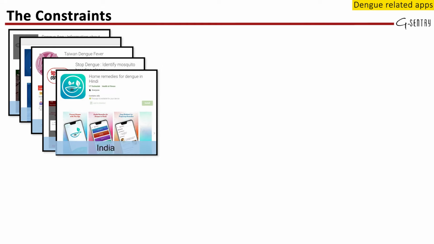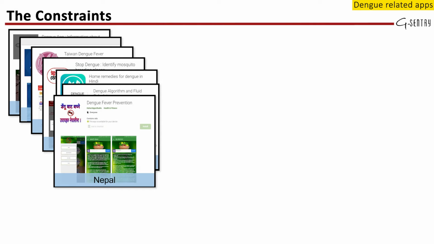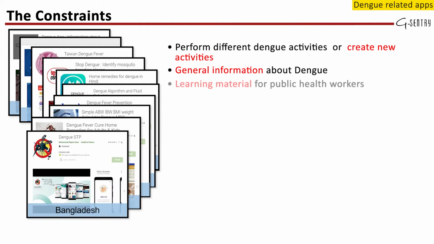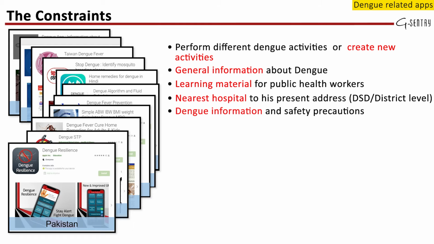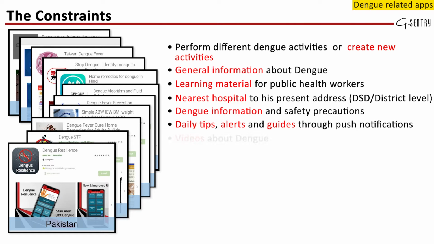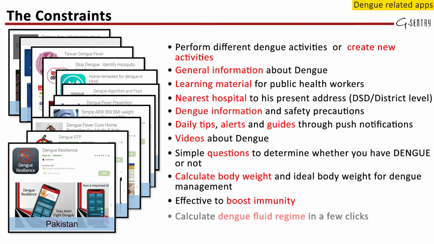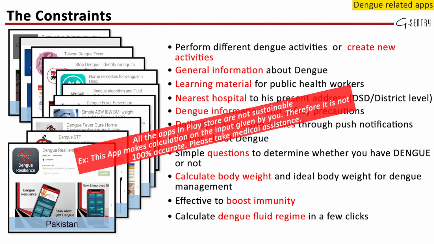This window shows the globally available mobile applications developed for dengue. Most of the applications consist of general information about dengue, learning material, nearest hospital, daily tips, alerts and guides, and videos about dengue, and calculate body weight and ideal body weight for dengue, but almost all the apps give mistrust to the community.